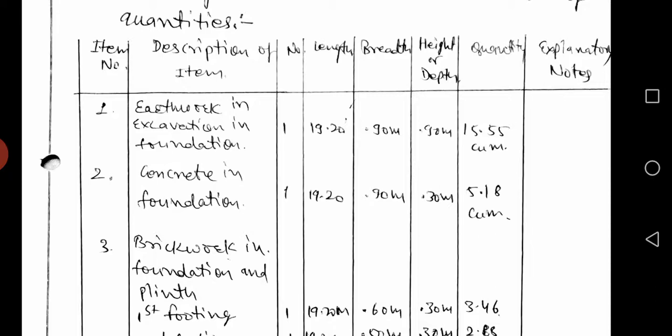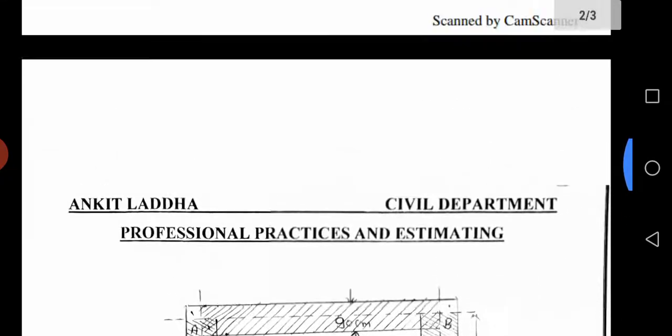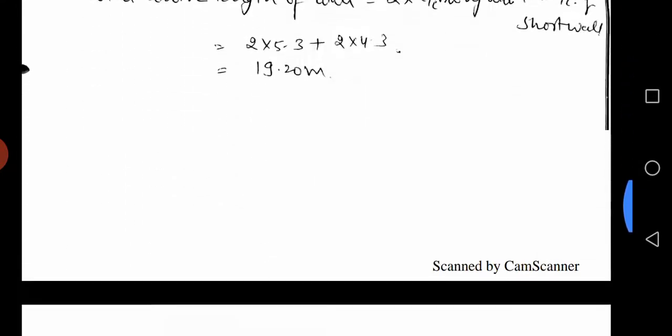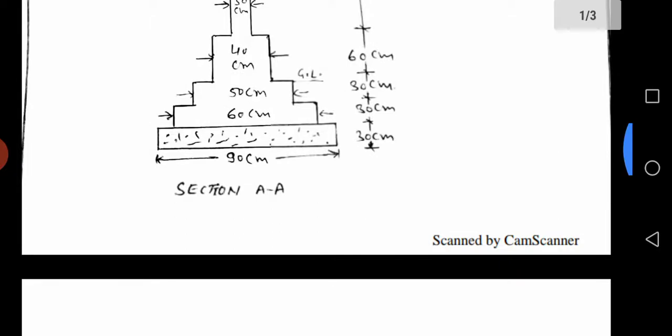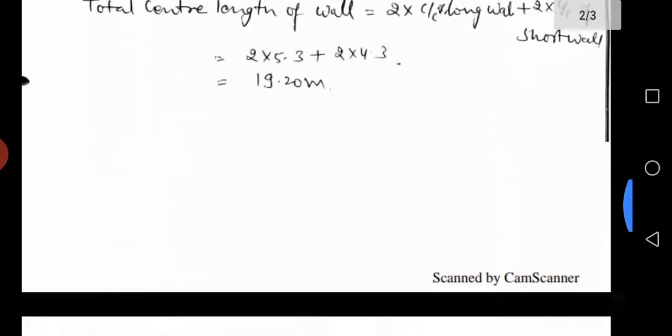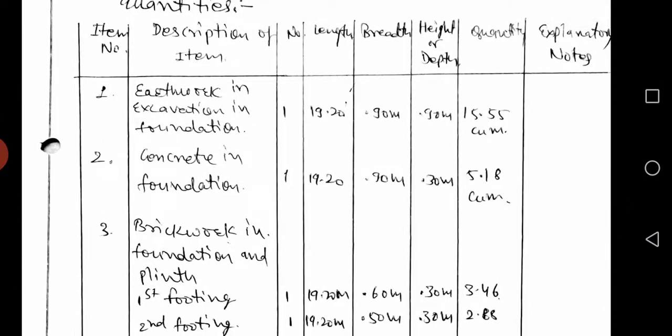Then we calculate the second item, concrete in foundation. Number 1, because of centerline method, length already calculated 19.2 meter, width 90 centimeter is given, that means 0.9 meter. Then the height or depth in the cross section of the concrete in foundation is 30 centimeter, so 0.3 meter. Then we multiply length, width, height and number, and it comes to 5.18 cubic meter.